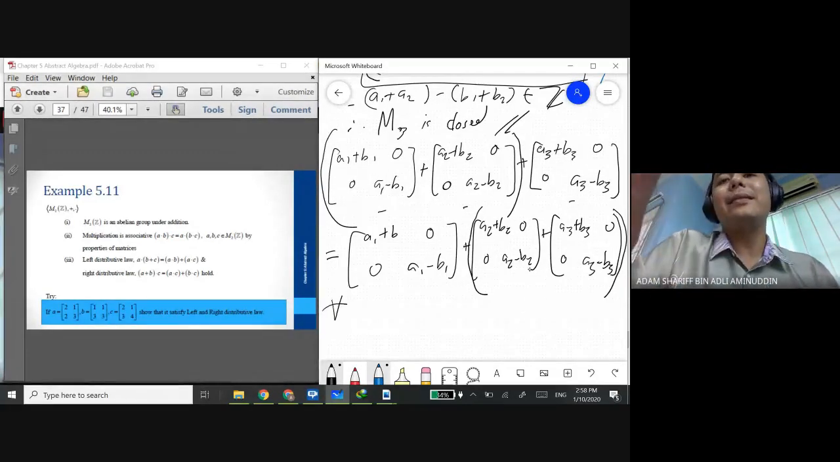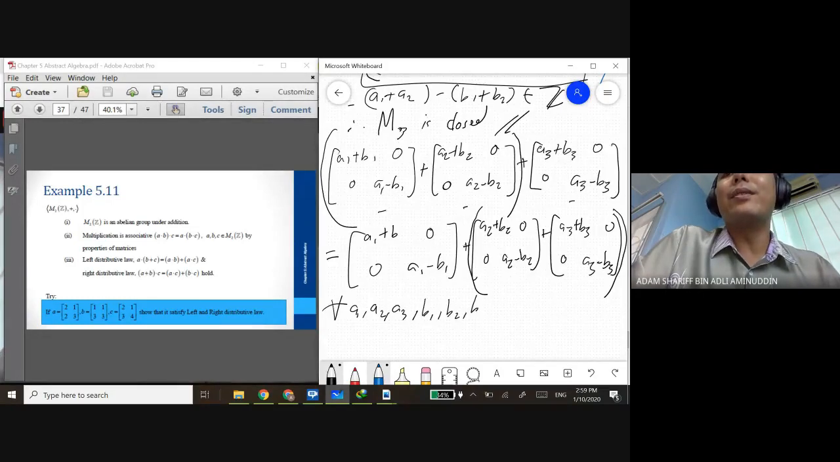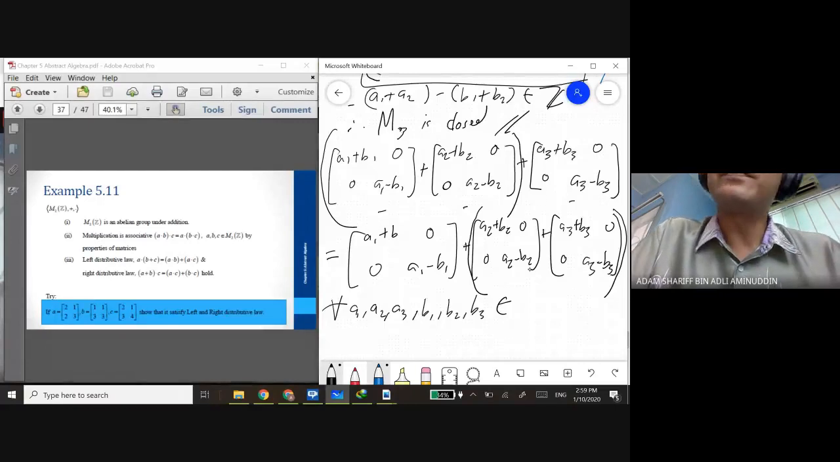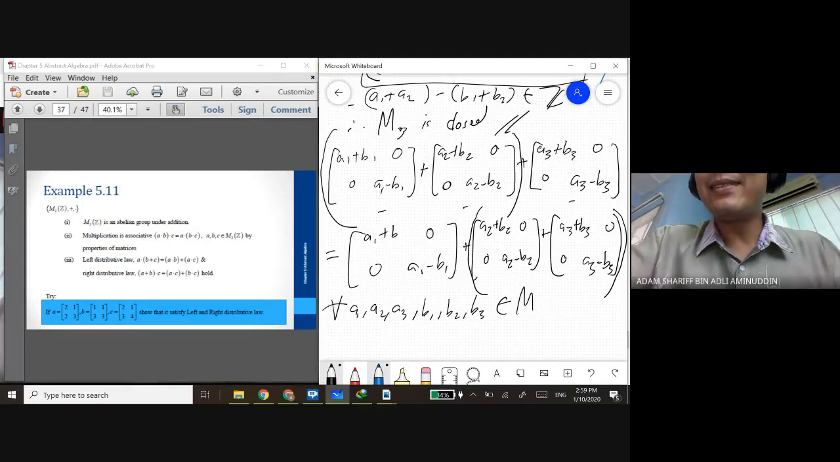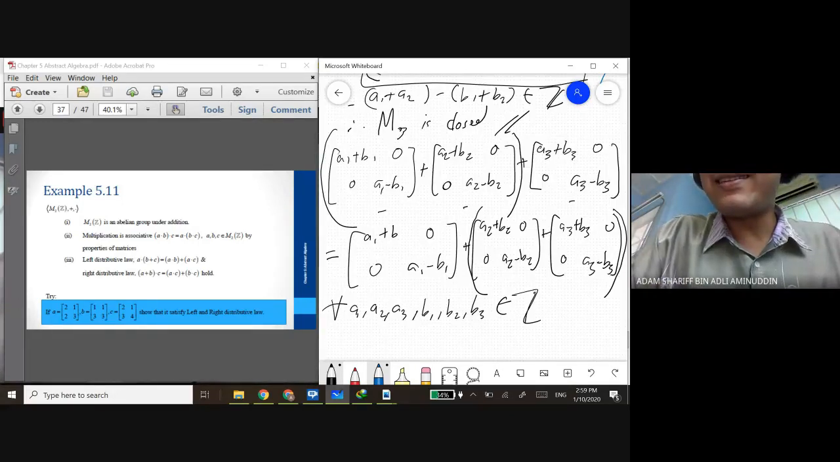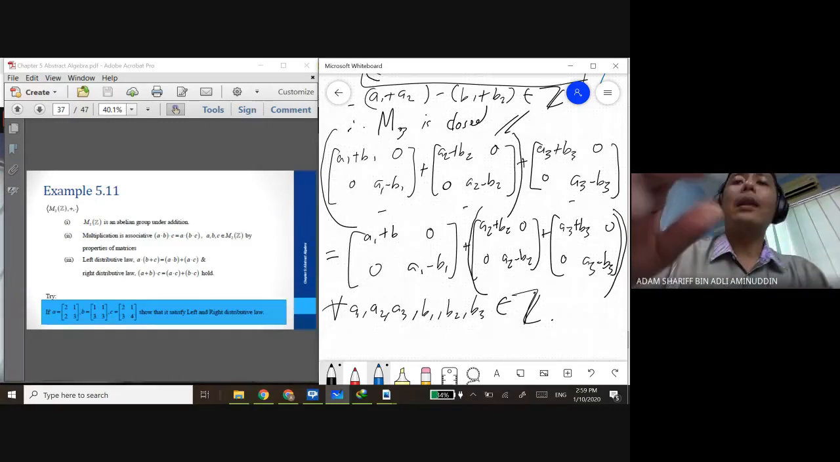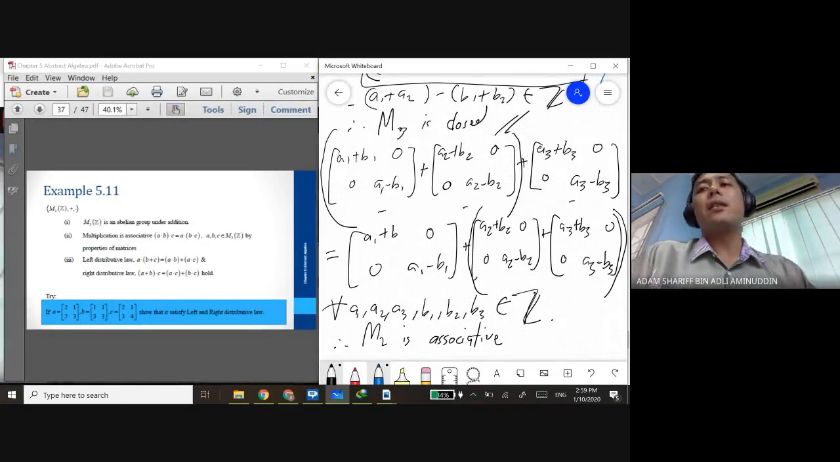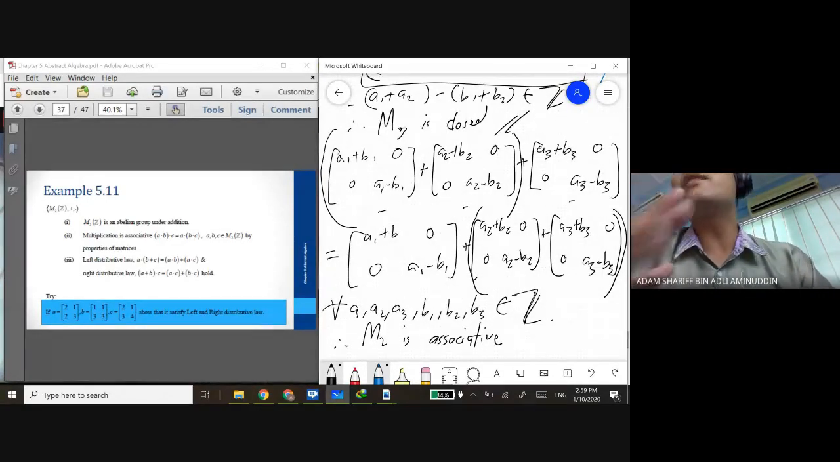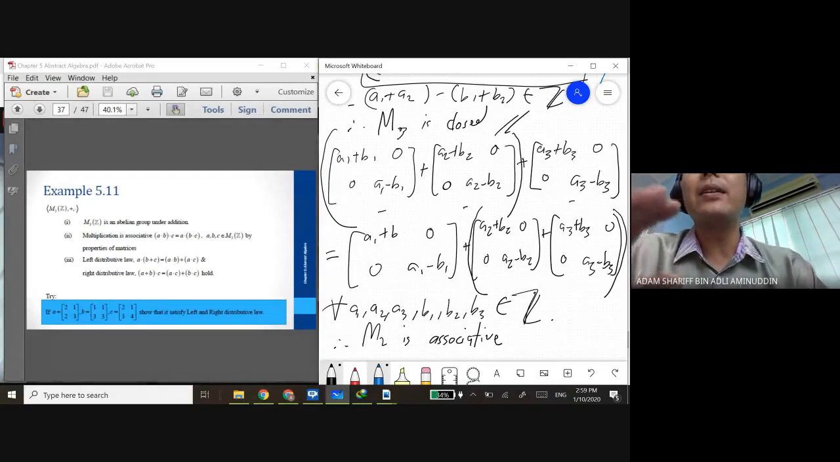For every A1, A2, A3, B1, B2, B3 in this M2, for every which is an integer, therefore I can say that this M2 is associative. At this point, some of you might question me, why does this question become only like this? Because this is a universal statement, universal quantifier, for all.